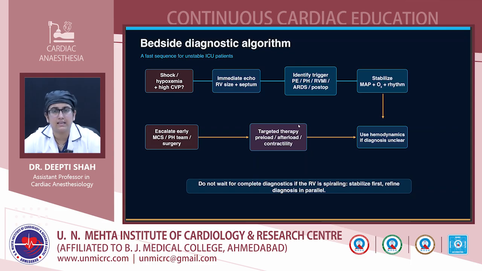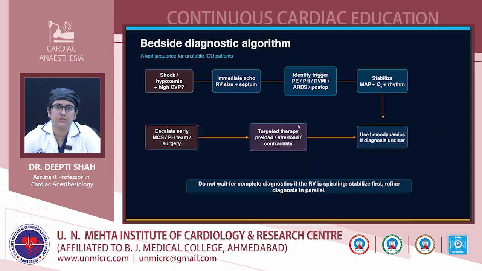If there is any septal shifting present, or any clues that point towards RV dysfunction, then we need to identify the trigger based upon whether it is pressure or volume overload, or lung causes, or, in a post-op patient, rhythm. Then our next step will be to stabilize first: stabilize the mean arterial pressure, the rhythm, the oxygenation. Then we need to go for hemodynamics if the diagnosis is unclear.